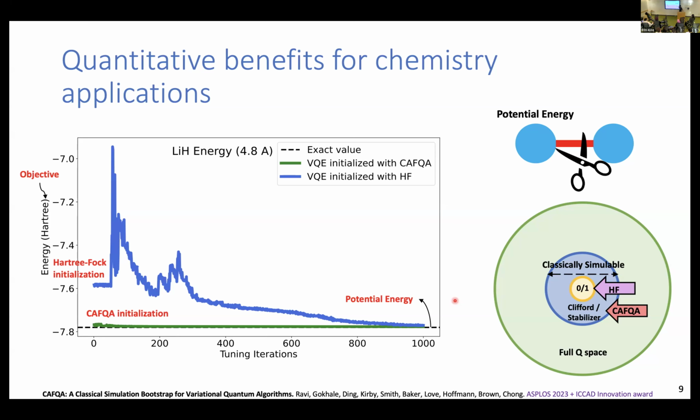We're trying to find the potential energy. And so you see the ground state, the exact energy, over here in the dashed line. You have the Hartree-Fock initialization as a point of comparison. This is the Kafka initialization.